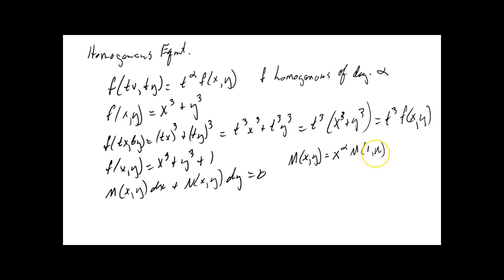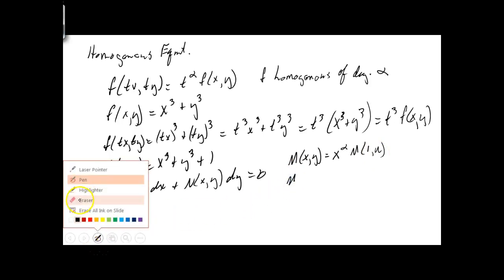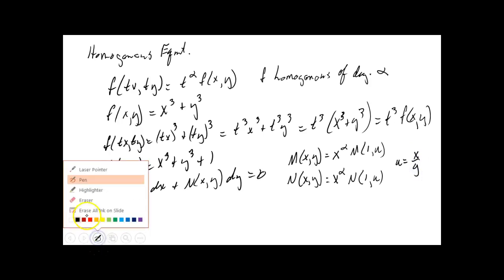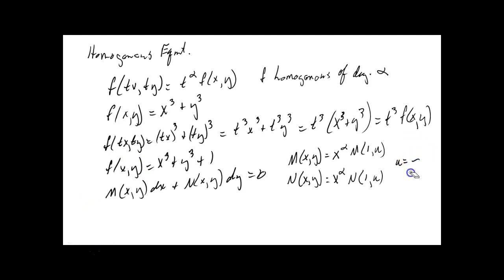Oh, notice there's a u in there. And N, I'm sorry, that looks like an M, doesn't it? N of x, y is going to be x to the alpha, N of 1, u. Okay, where is this u coming from? Here's what u is: u is equal to x over y. No, I'm sorry, y over x. I thought that didn't seem like that could possibly be true. y over x.